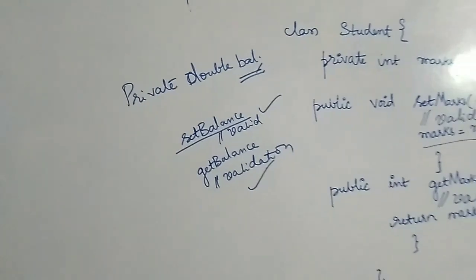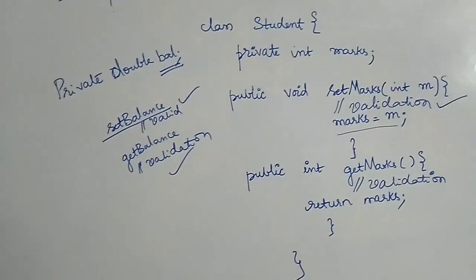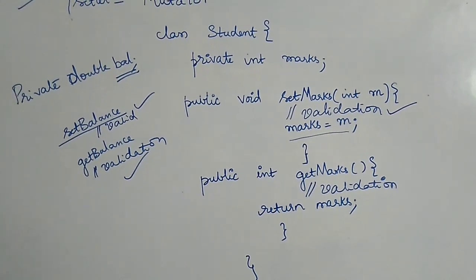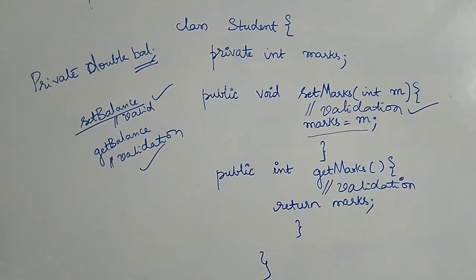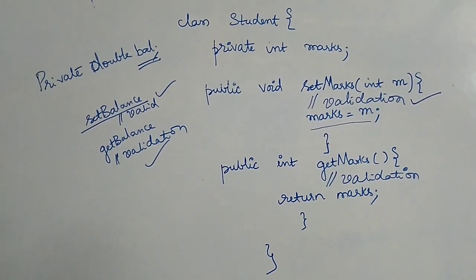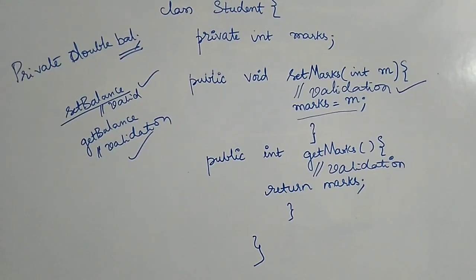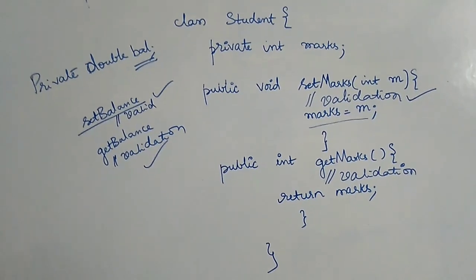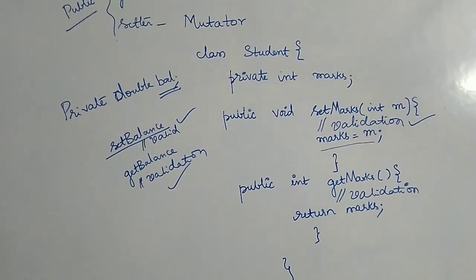Because of this, there is one drawback. Because of these validations and all that, accessing a data member takes a lot of time. That is one of the drawbacks. And also, for one variable, you have very lengthy code for accessing it, for setting and for getting.